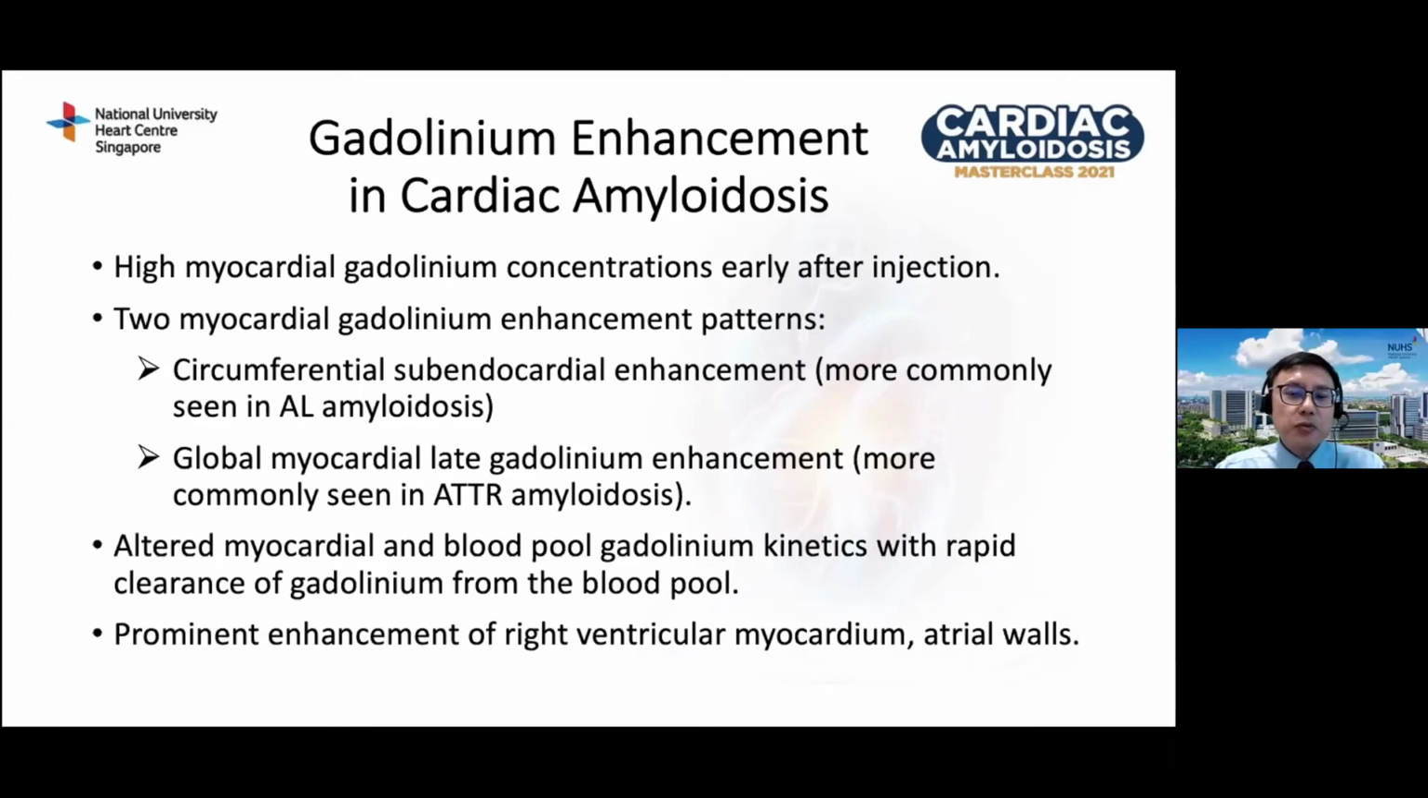The other features will be altered myocardial and blood pool gadolinium kinetics, where you have very rapid clearance of gadolinium from the blood pool, right? So the gadolinium doesn't hang around in the blood pool long enough, unlike in many other conditions like myocardial infarction, right? So the blood pool will turn black very quickly because the gadolinium washes out very, very fast, right? And you also see prominent enhancement of the right ventricular myocardium and atrial walls.